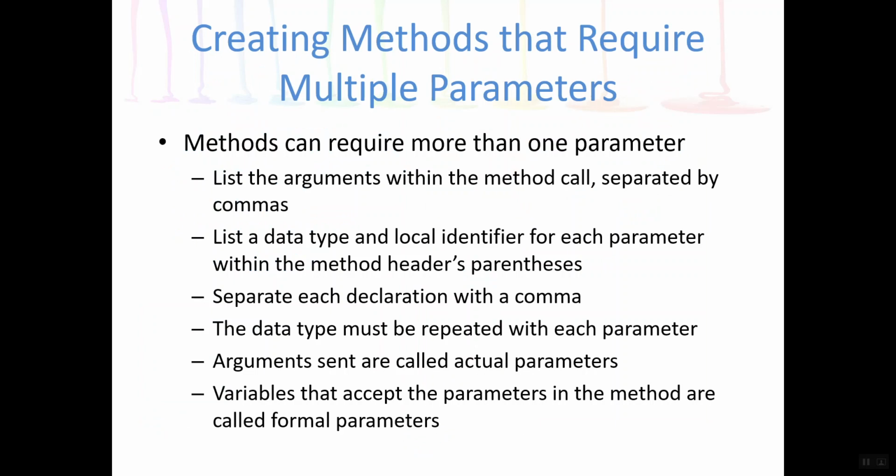So both that and the moon example illustrated methods that require one parameter. Methods can require more than one parameter. We'll just have a list of them, each with their own data type, and we'll separate them with a comma. And then when we call that method from the client, we'll pass more than one argument. The important thing to understand is the number of arguments must match the number of parameters, as well as the data types must match up.